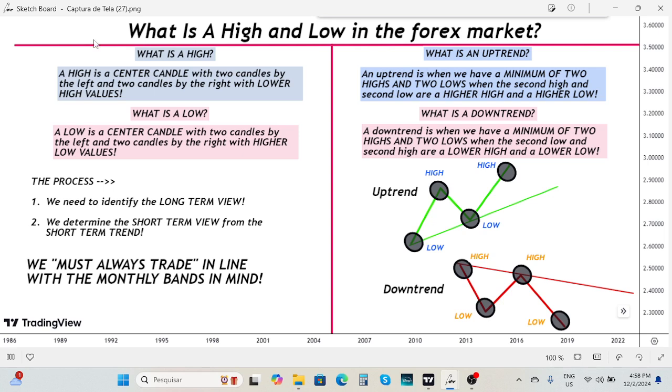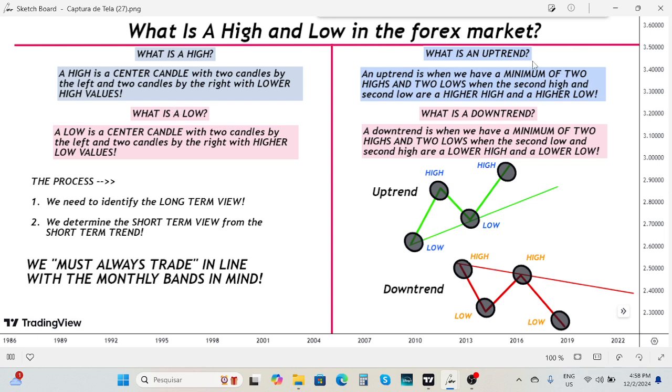All right, so a high is a center candle with two candles to the left and two candles to the right with lower high values. That is a high. And in reverse, this is the definition of a low. What is a low? A low is a center candle with two candles to the left and two candles to the right with higher low values. So this is the definition of a high and a low.